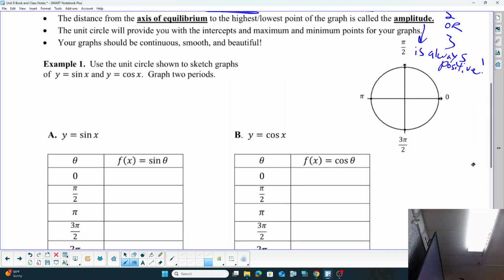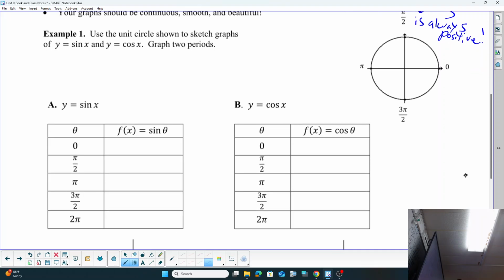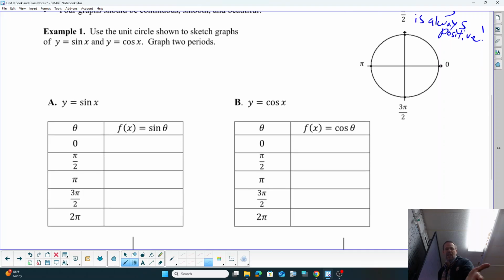Use the unit circle shown to sketch the graphs of sine and cosine. Graph 2 periods. So this is what sine and cosine look like. Ready? So there's 5 magical numbers for sine and cosine. So for sine, you start at 0. And then you go up to 1, back to 0, down to -1, back to 0. So 0, 1, 0, -1 is down here, and then back to 0.